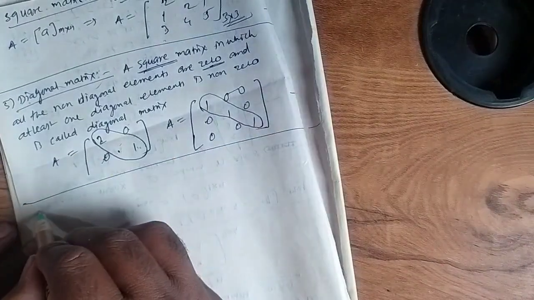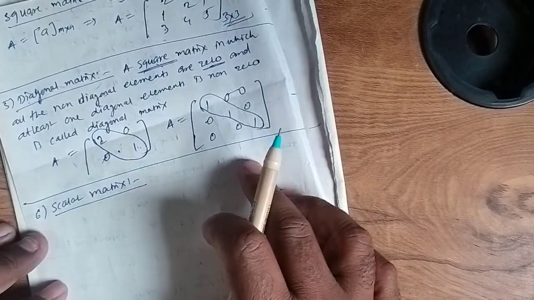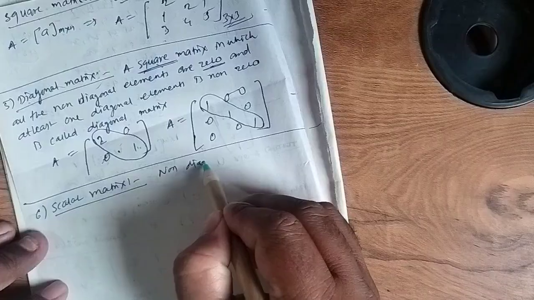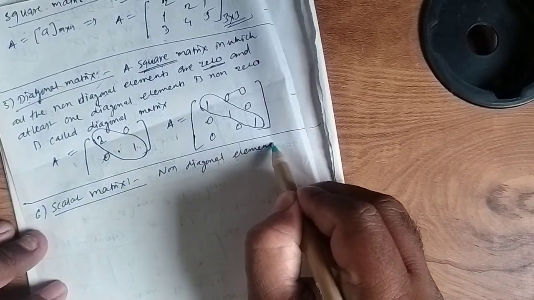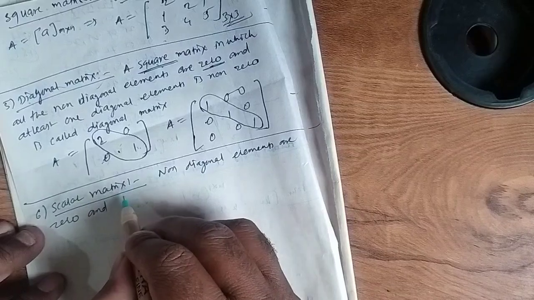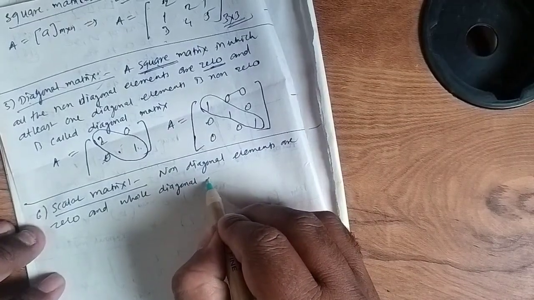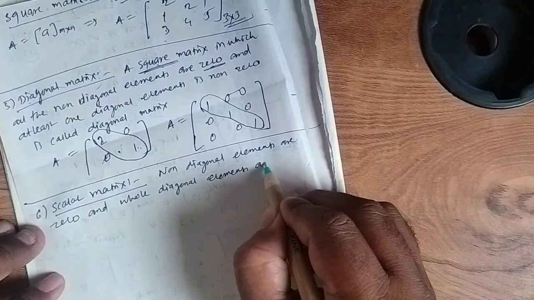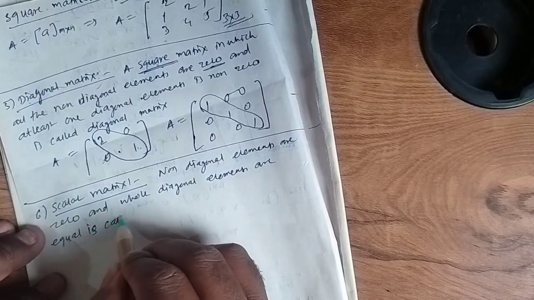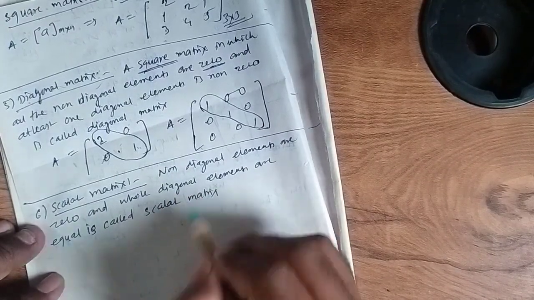Scalar matrix. Non-diagonal elements are 0 and whole diagonal elements are equal, is called scalar matrix.